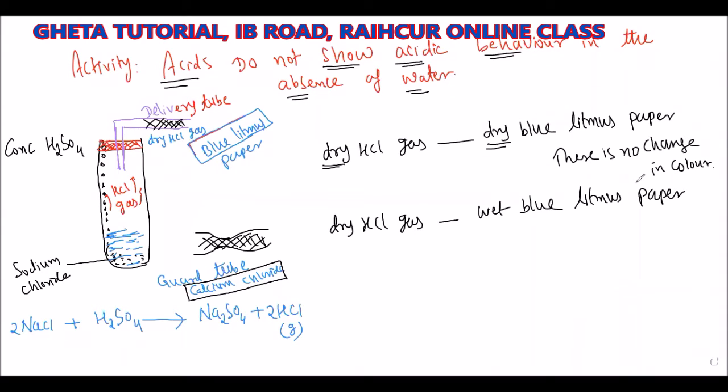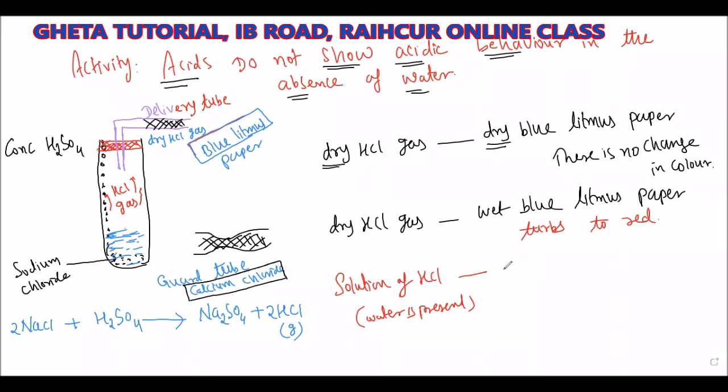Yes, sir. Whether the blue litmus paper will change to red? Yes. So the wet blue litmus paper turns red. Okay, suppose now I'm taking the solution of HCl. Solution of HCl means what? The solution of HCl is nothing but aqueous, water is present, correct? In HCl solution, the water is present.